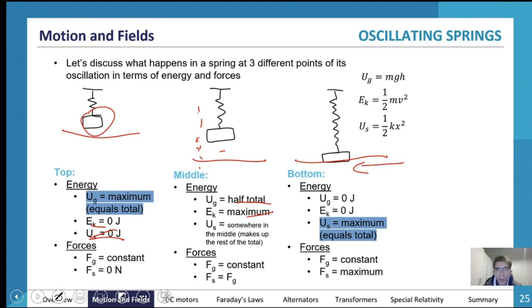Now, you do need to know the formulas that gravitational potential energy is mgh, kinetic energy is half mv squared, and elastic potential energy is half k delta x squared, where k is the spring constant and x is the spring extension or compression. Now keep in mind, another way to think about the k constant is the stiffness of the spring. Because the higher the value of k, the stiffer the spring is, basically, the more difficult it is to compress it.